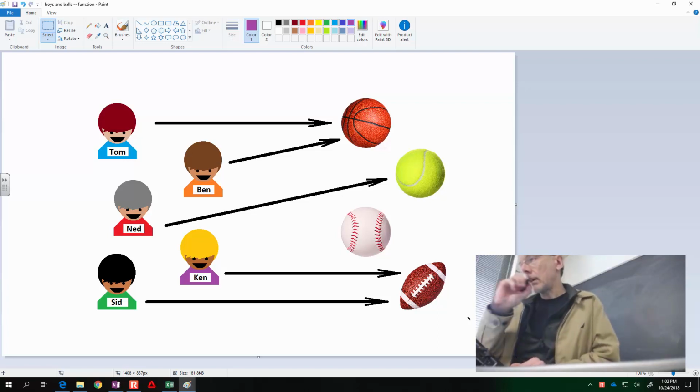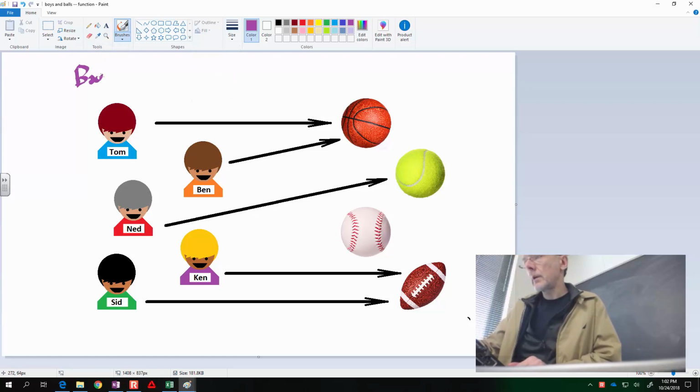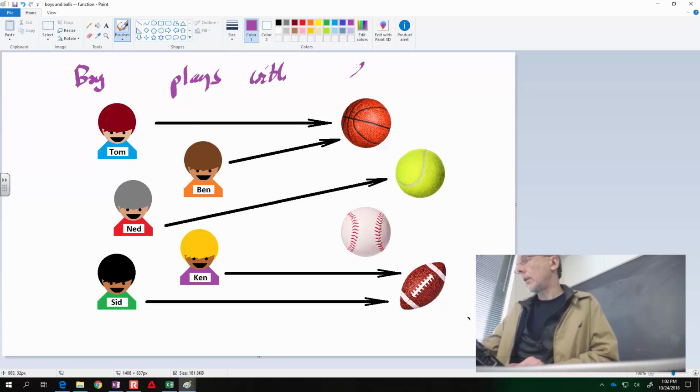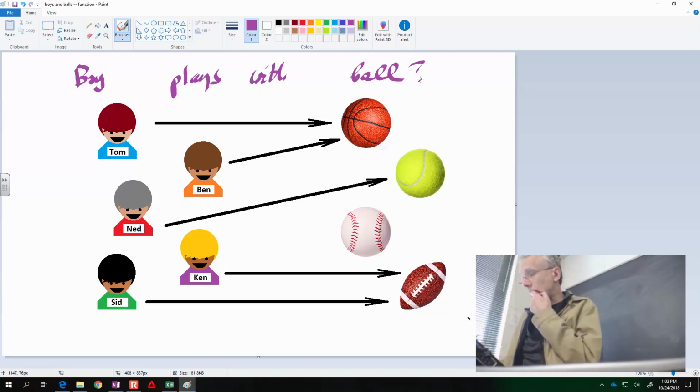So boy plays with ball. Okay, so that is the question answered by this function. Okay, so now we could easily think of a question to be reversed.